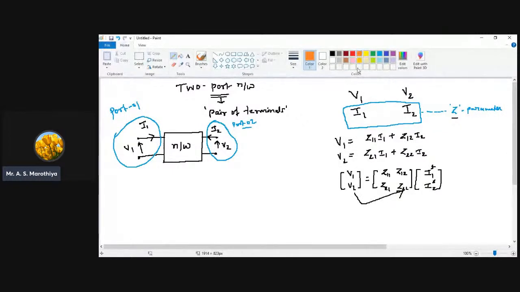It may be possible that in some cases we may take V1, V2 as independent, and we are trying to find out I1, I2 in terms of V1, V2. So that type of two port networks are called Y two port network or Y parameter, where Y indicates admittance. This is very important.